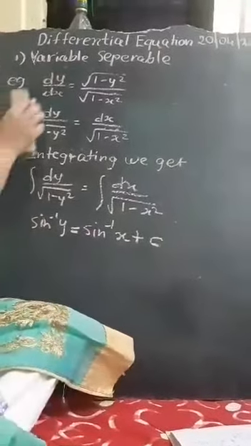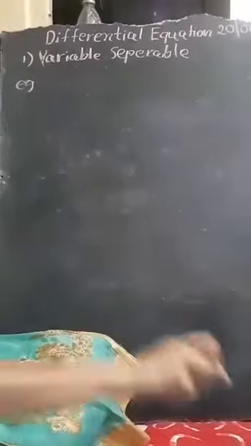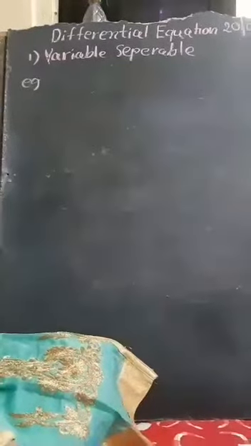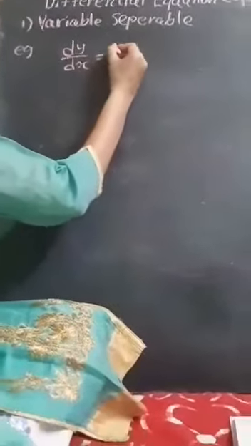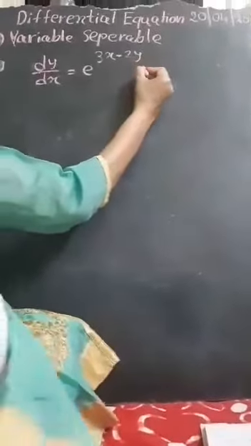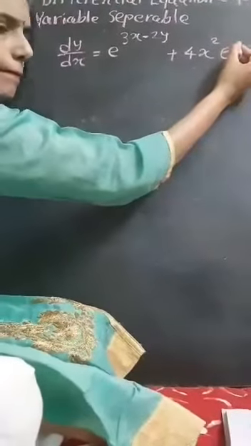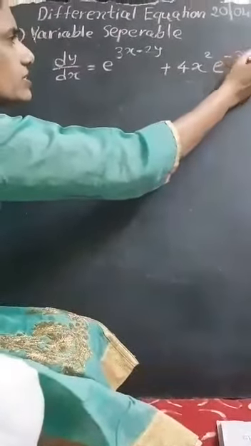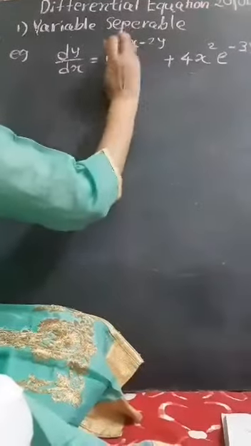Okay. So now I will take one more example of variable separable. Another example, dy by dx is equal to e raised to 3x minus 2y plus 4x square into e raised to minus 3y. This is 2x minus 3y.